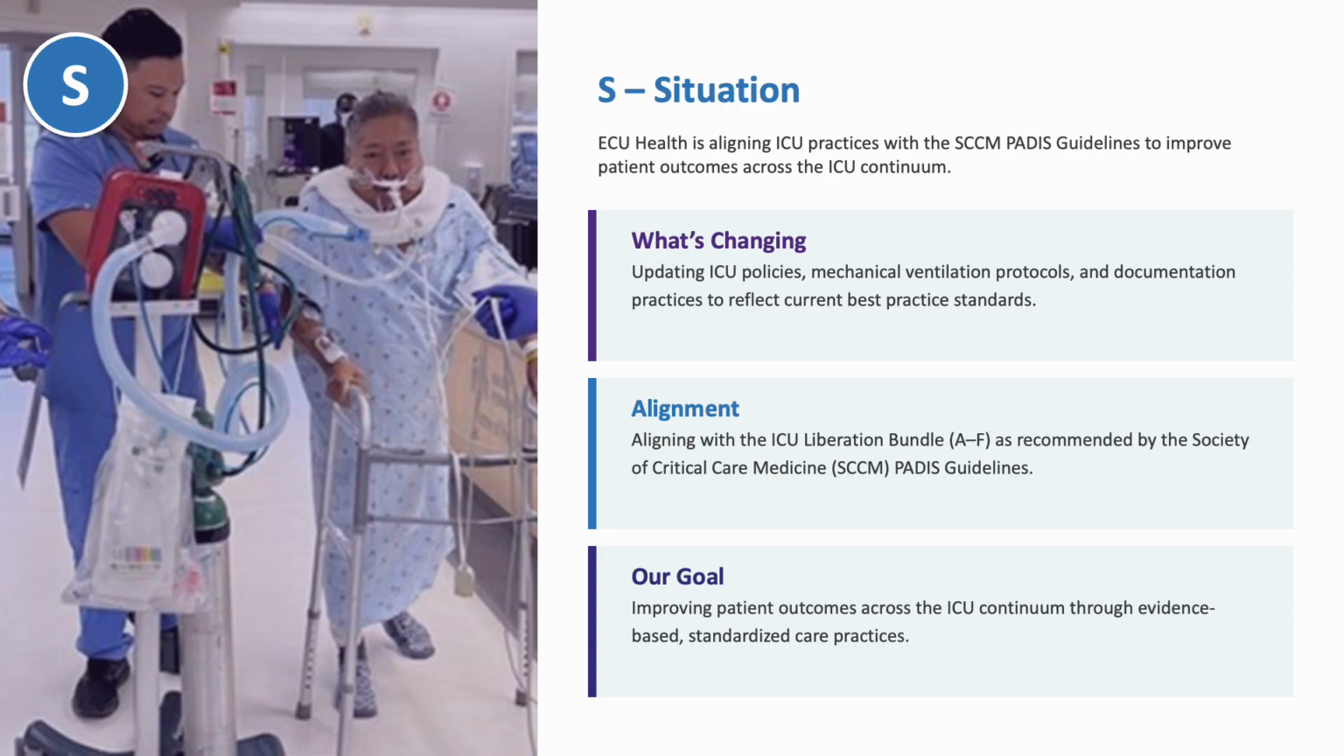The alignment piece is really important. We're specifically aligning with the ICU Liberation bundle, which you'll hear referred to as the A through F bundle. This is the framework recommended by the Society of Critical Care Medicine, and it gives us a structured interdisciplinary approach to liberating patients from the harmful effects of prolonged ICU stays. Things like oversedation, prolonged ventilation, immobility, and delirium.